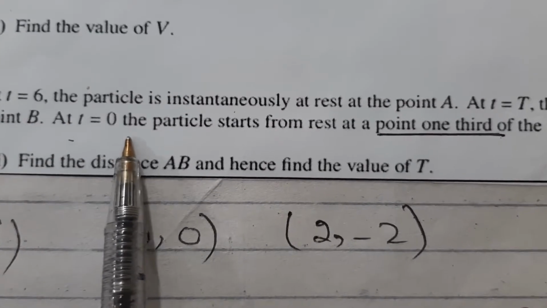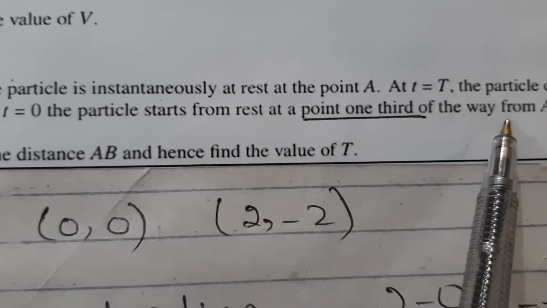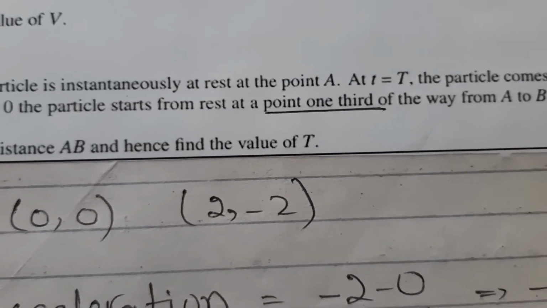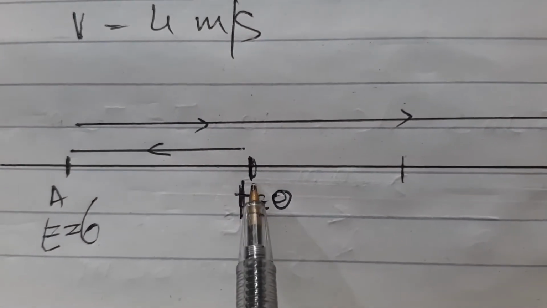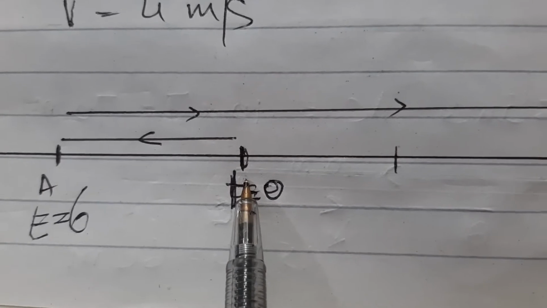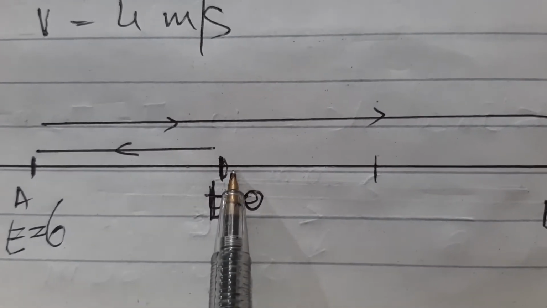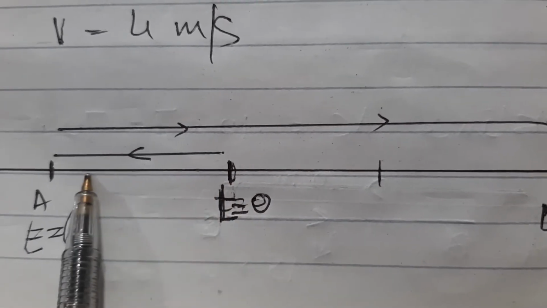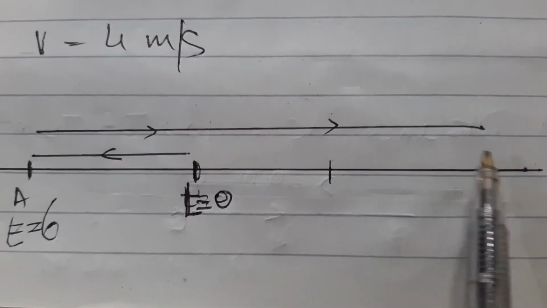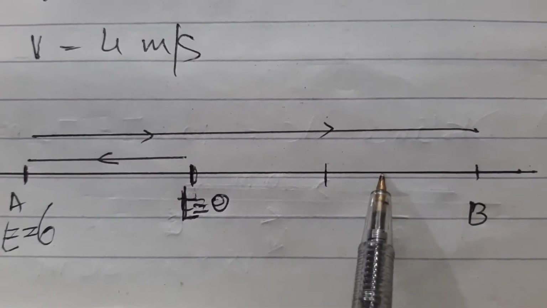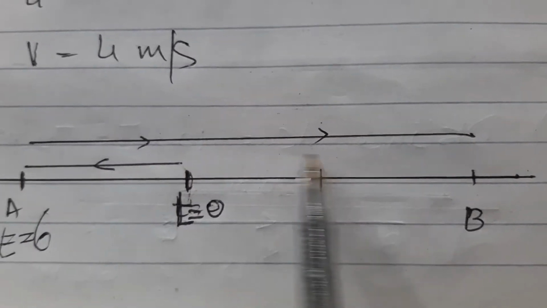Now, the next information is, at t equals 0, the particle starts from rest at a point 1/3 of the way from A to B. Now, what does it mean? It means on the trajectory, at time t equals 0, from where the particle starts from rest, that was actually the distance 1/3 of AB. Now this is the whole AB, right? If I divide AB into 3 equal portions, this one, and this one, then this portion is called 1/3 of the whole thing.